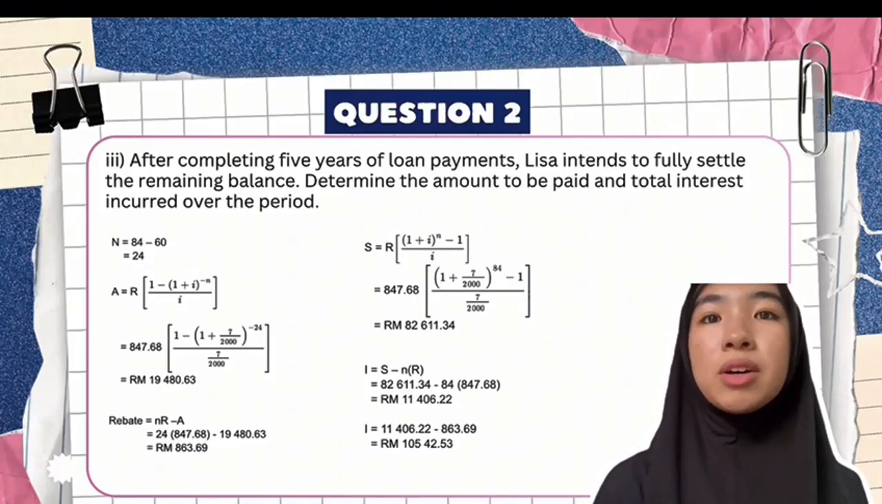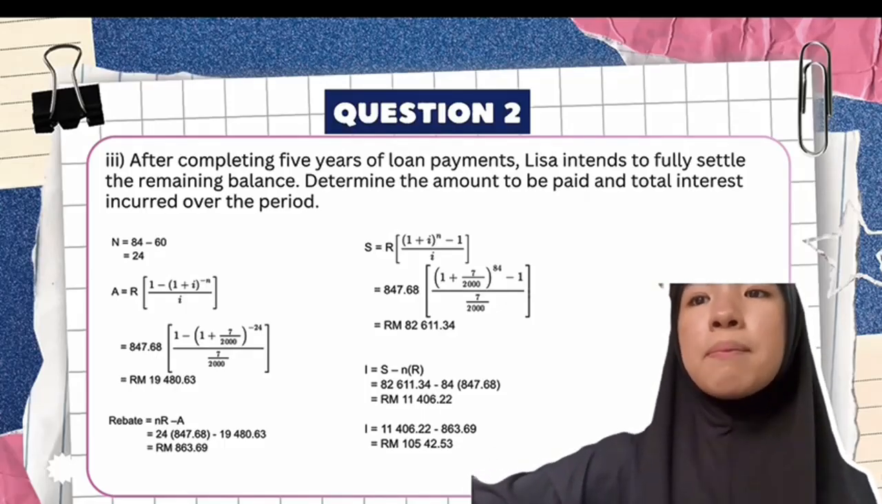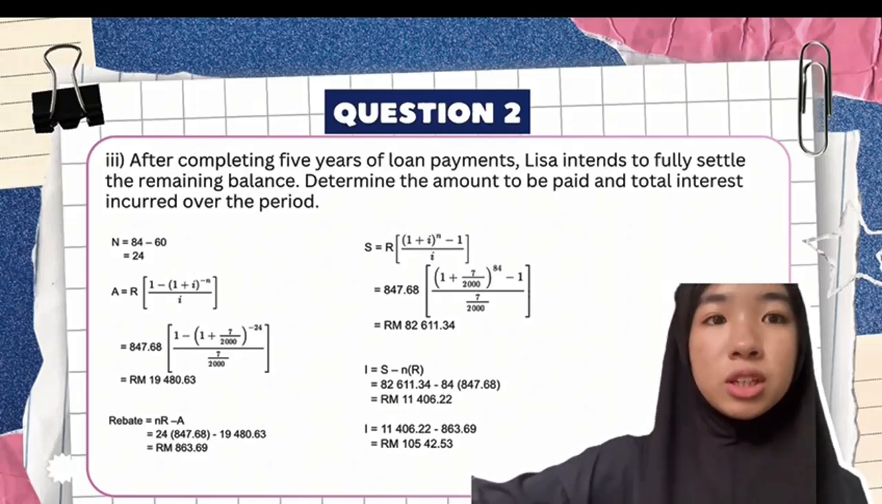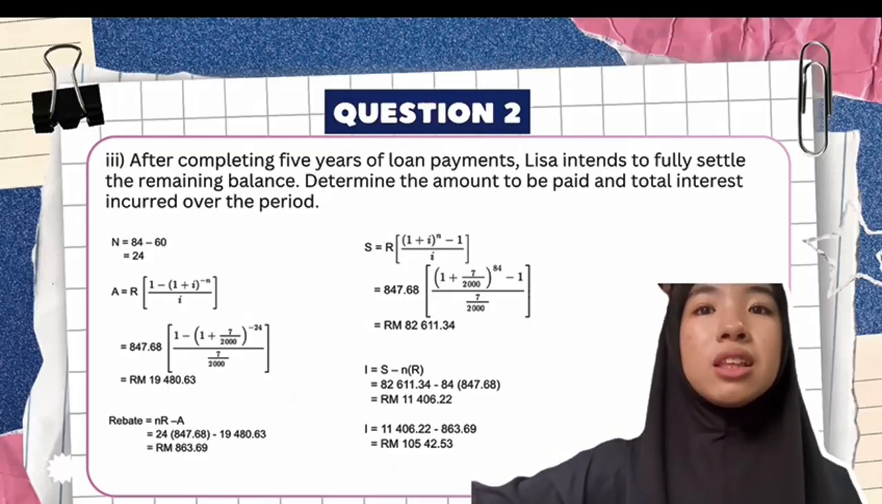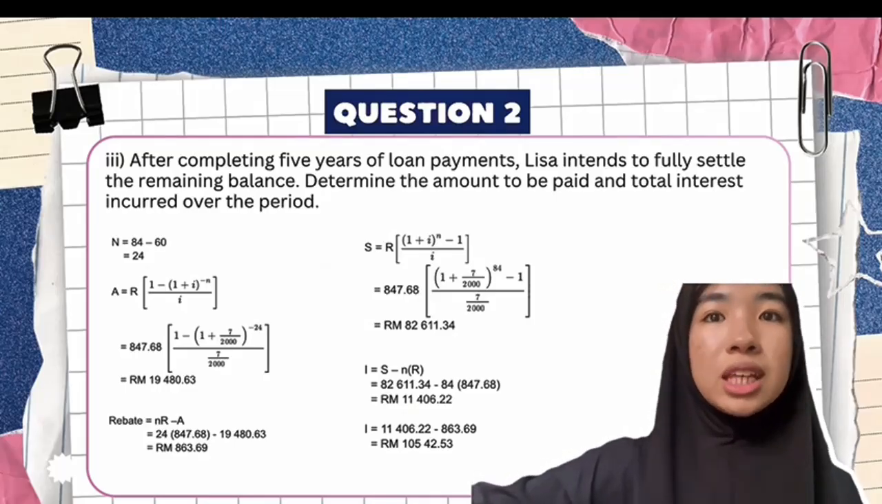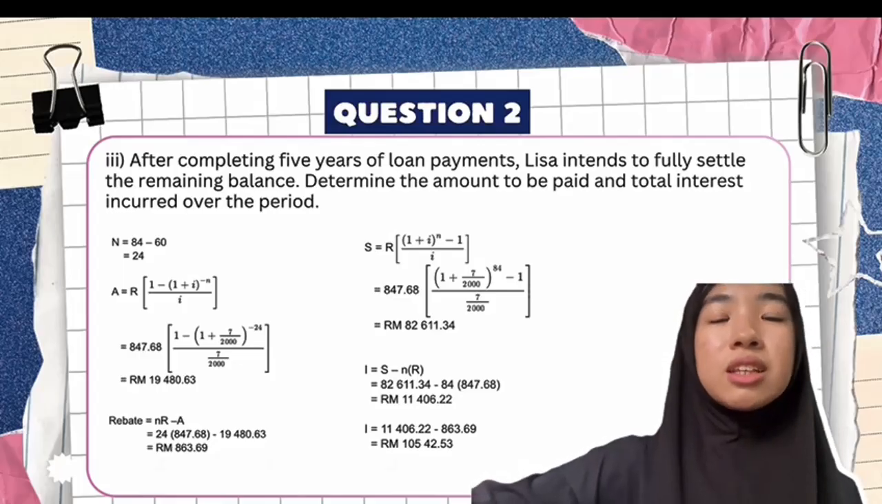Next, we are going to calculate the total interest incurred over the period, which is deducting the rebate from this interest amount. I equals 11,406.22 minus 863.69, and we will get 10,542.53. So the actual total interest incurred becomes 10,542 ringgit and 53 cents. This represents the true interest cost after accounting for the early settlement rebate.